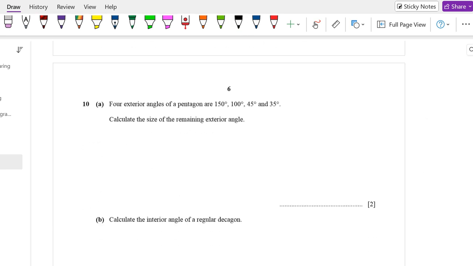Four exterior angles of a pentagon. So calculate the size of the remaining exterior angle. For exterior angles, the sum is always 360. So if you will add them, 250 and 80 will be 330. 30 degree will be left.